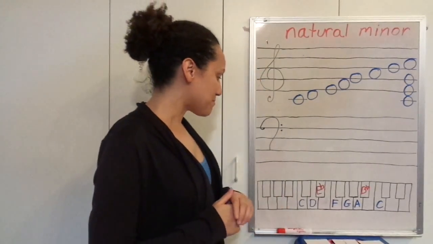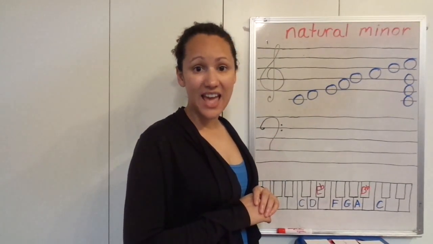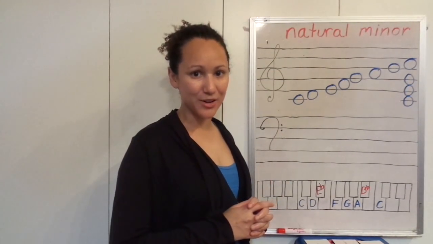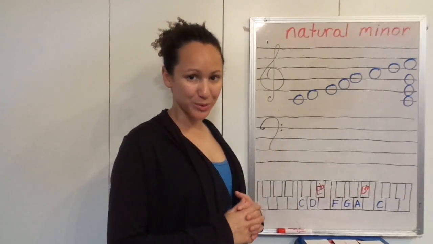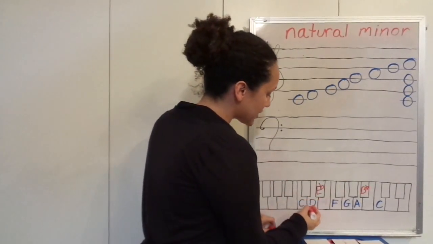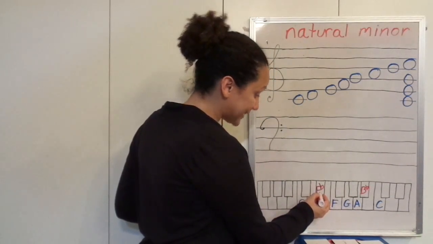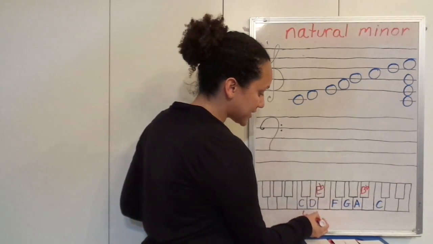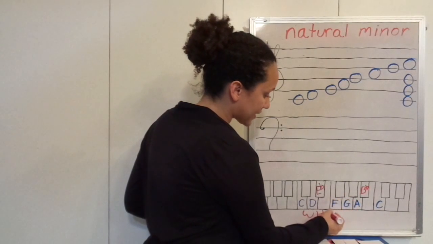Now C minor has the same pattern as A, as D, as F sharp, as all of the minors. All the minors have the same pattern. Whole step, half step, whole step, half step, whole step, whole step. Let's take a look at that. Right here, C to D, that's going to give us a whole step. D to E flat, because the flat is lowered, the E is lowered. That's going to give us a half step.